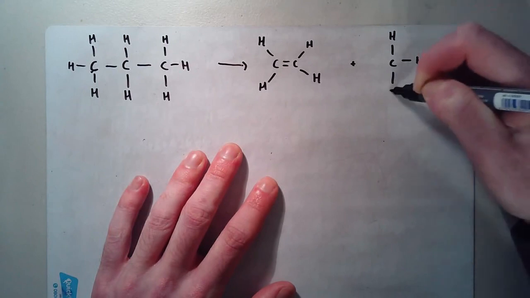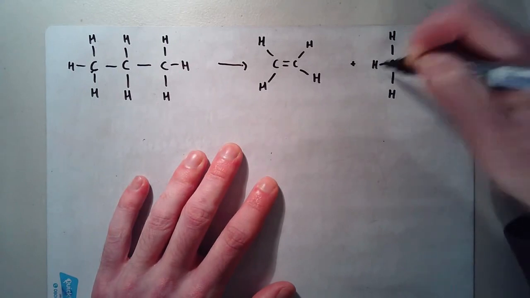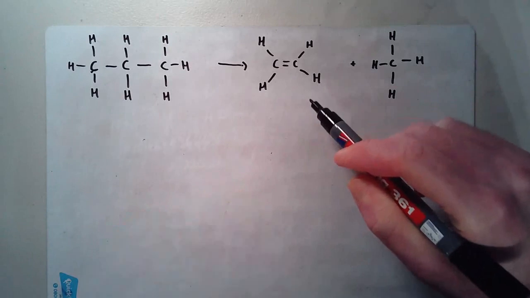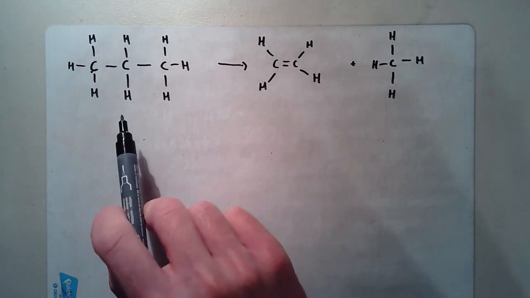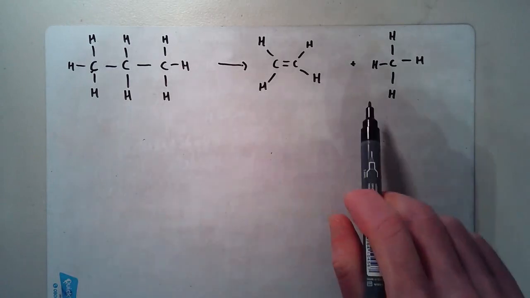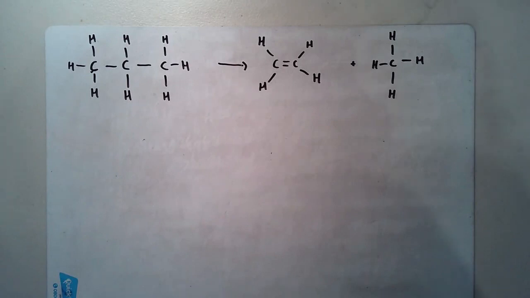And this. So this is called methane, this is called ethene. Don't worry about the names too much, it really doesn't matter at this point. So I heat this up, I use a special chemical with it, and I get this and this together. So what's the energy change?